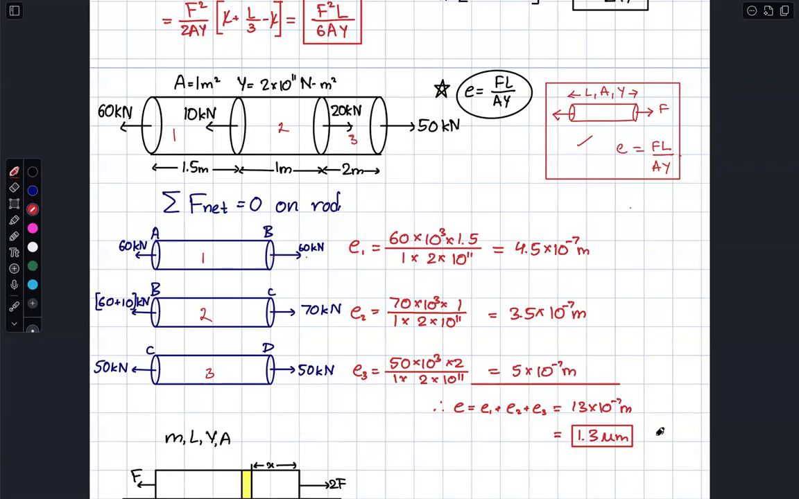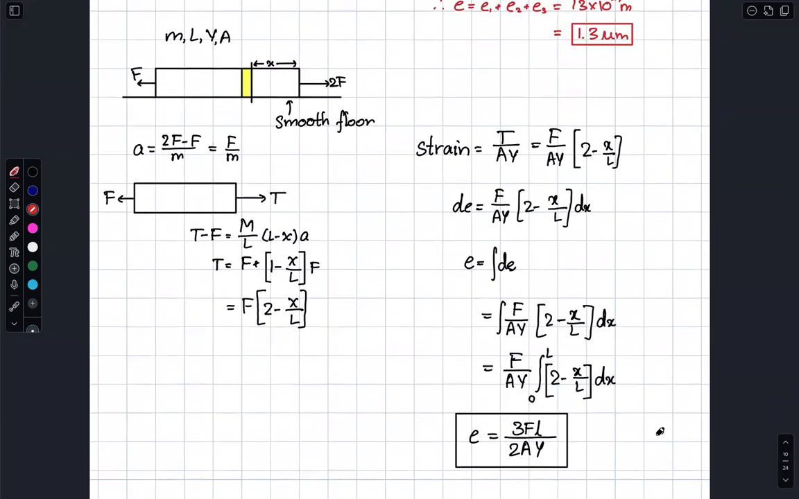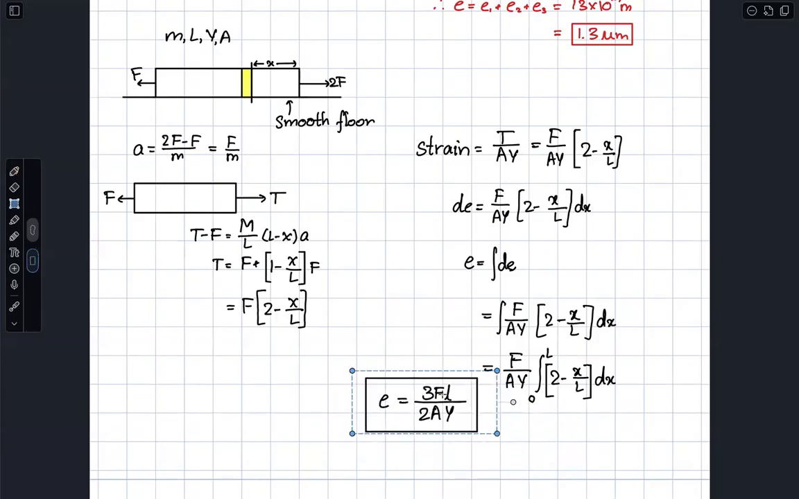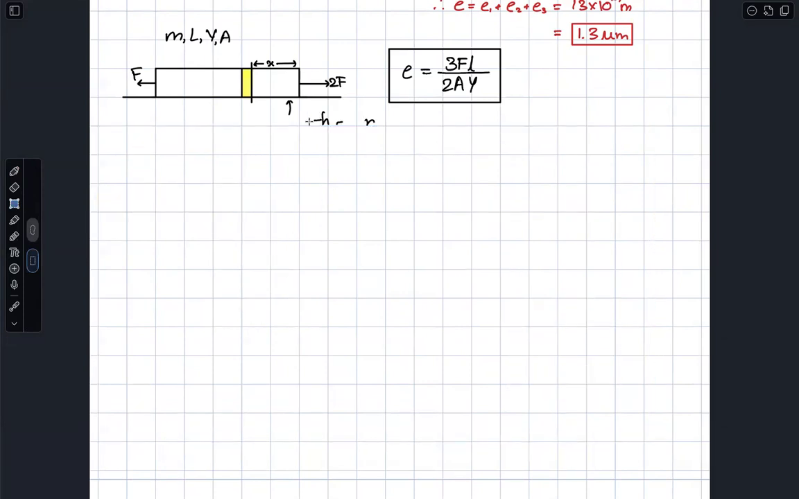Yes, sir. Yes, sir. Right. Already we have done this model. Right. One minute. That's the answer. This is a smooth flow. Right. You want the total elongation.